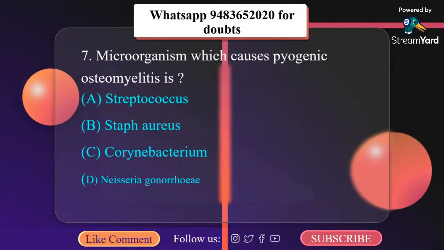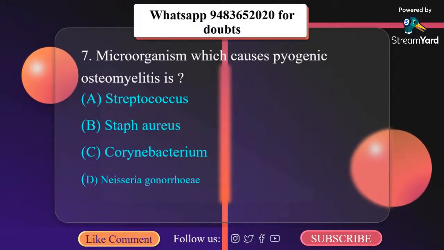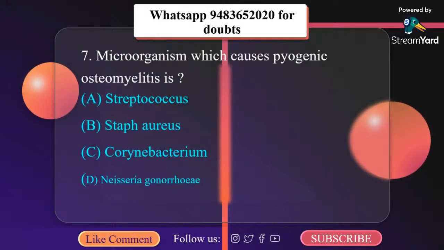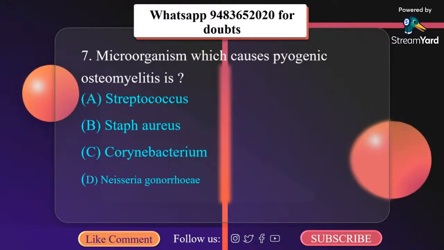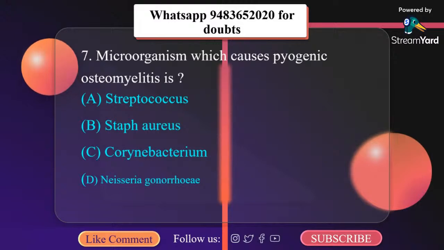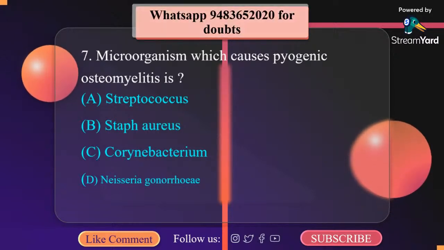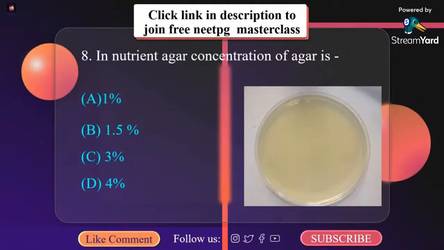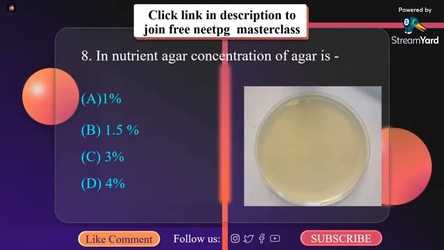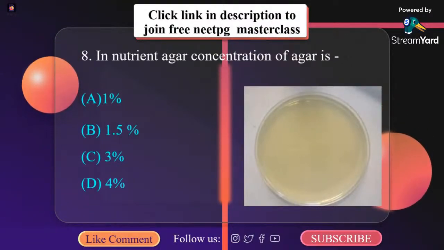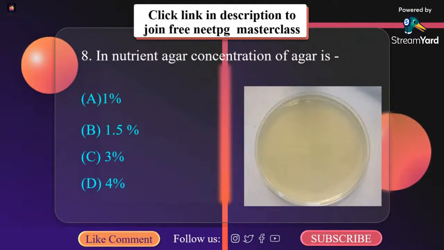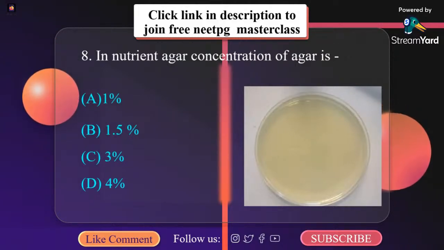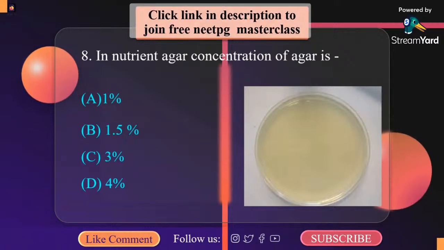Microorganism which causes pyogenic osteomyelitis is A. Streptococcus, B. Staph aureus, C. Corynebacterium, D. Neisseria gonorrhoeae. Staph aureus causes the pyogenic pus-forming osteomyelitis. In nutrient agar, the concentration of agar is A. 1%, B. 1.5%, C. 3%, D. 4%. The correct answer here is 1.5%. So option B is correct.